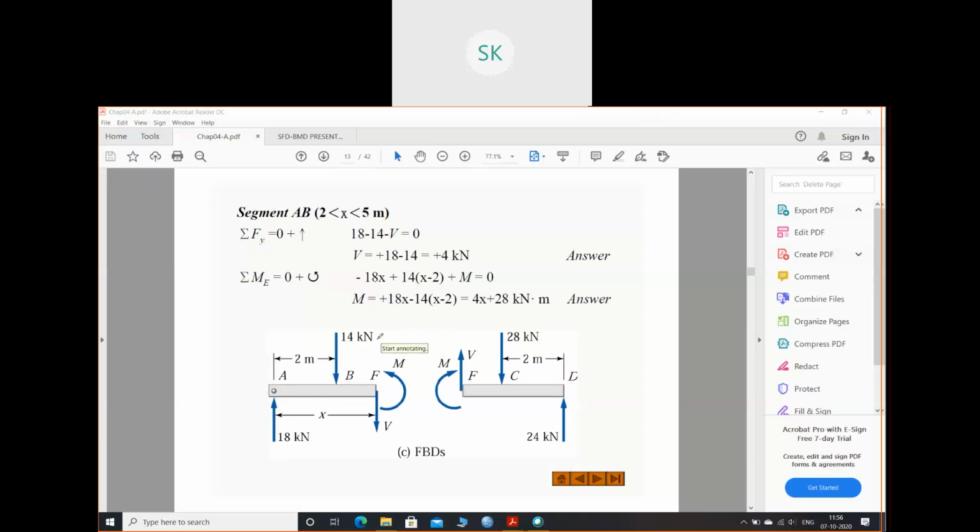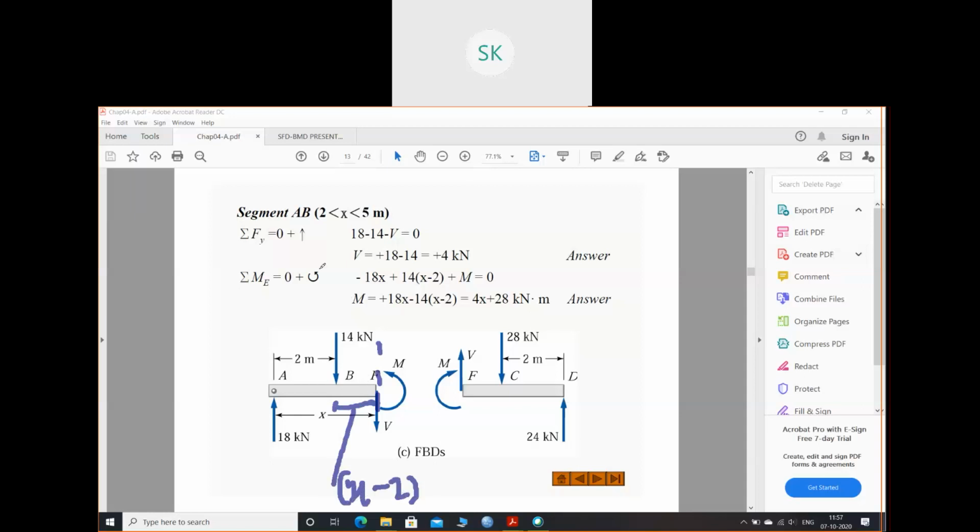Suppose I take a section at a distance x from A. Always take a section at a distance of x from this. And we know this point load is at 2 meter distance. So what will be the distance of this part? It will be x minus 2.